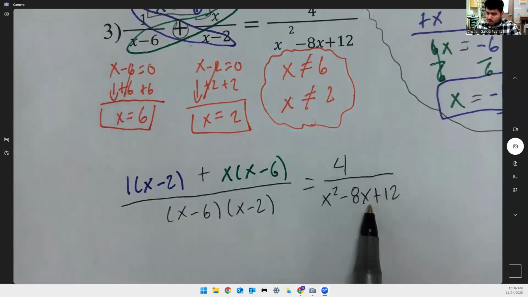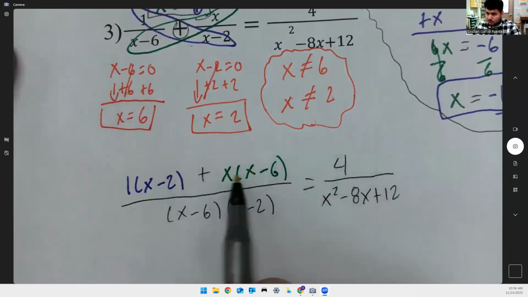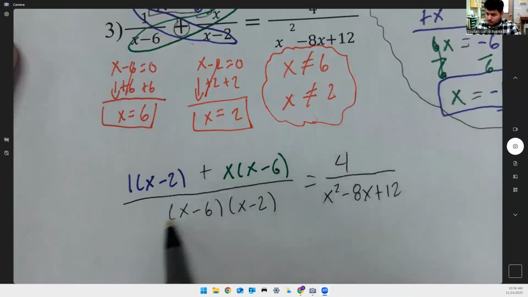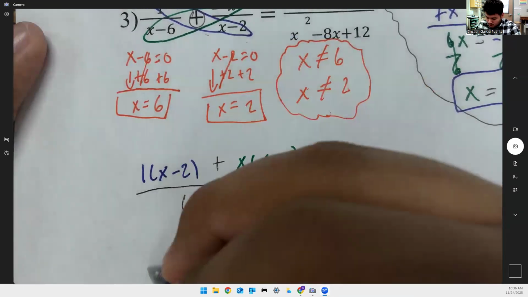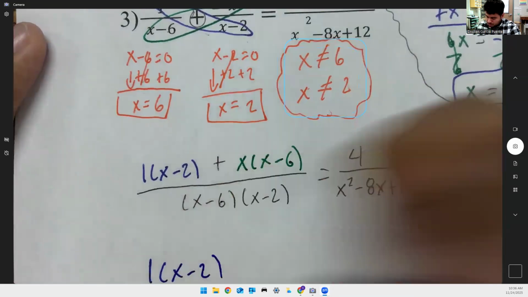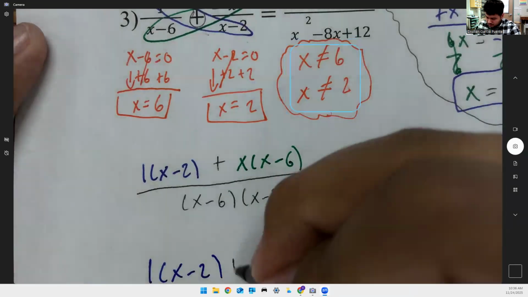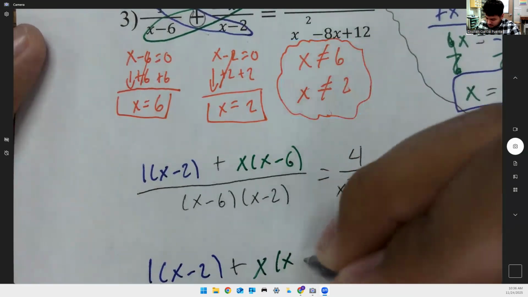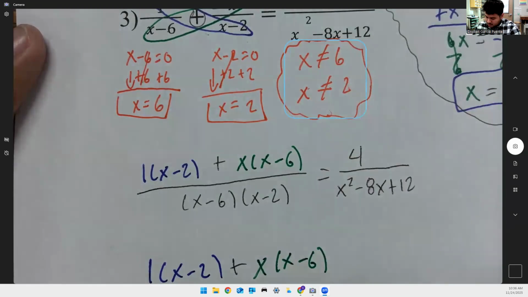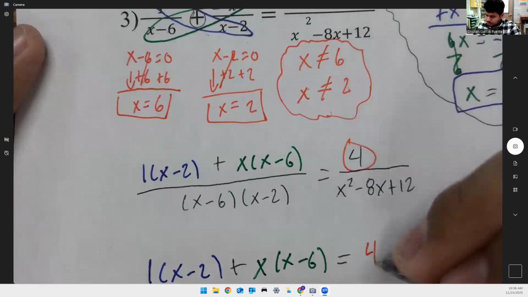So since the bottoms are equal to each other, the tops are going to be equal to each other. So the bottom is just going to disappear, and you'll be left with the top, which is again 1 times x minus 2 plus x times x minus 6. And that's going to equal your top number, which is 4.